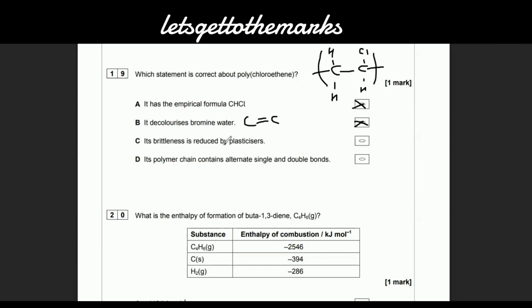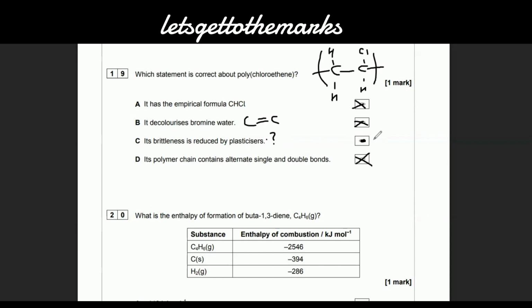Its brittleness is reduced by plasticizers. This could be the case, all right? Aren't esters used as plasticizers? Anyway, yeah, that could be the case. So I'm going to check the next one and see which one sounds more plausible. Its polymer chain contains alternate single and double bonds. There's no single and double bonds in the polymer chain there. That's nonsense. So it has to be this one.